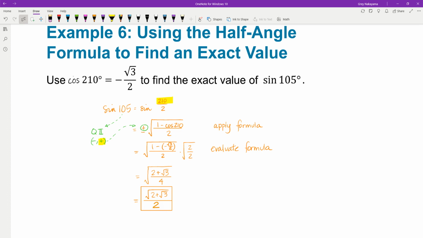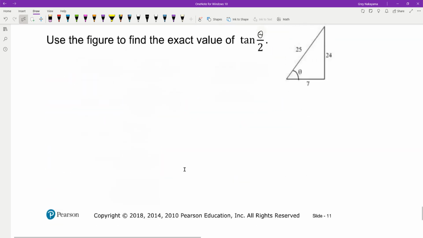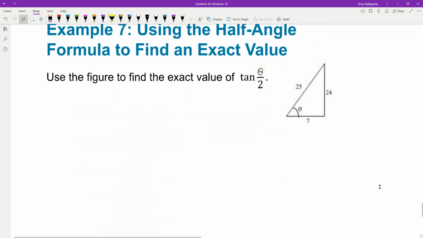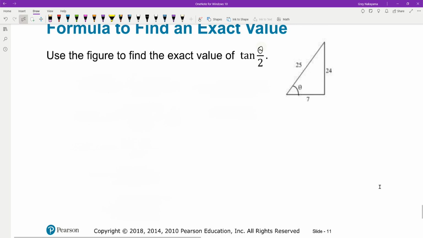All right, last example. Use the half angle formula to find an exact value of the tangent of theta over 2. Okay, so you're looking at this, y'all. This is theta. This is not theta over 2. So the first thing I'm going to do is apply the formula to that expression. Tangent of theta over 2. And the easiest one, remember, is the one that had the sine on the bottom. And that was 1 minus cosine over the sine of theta.